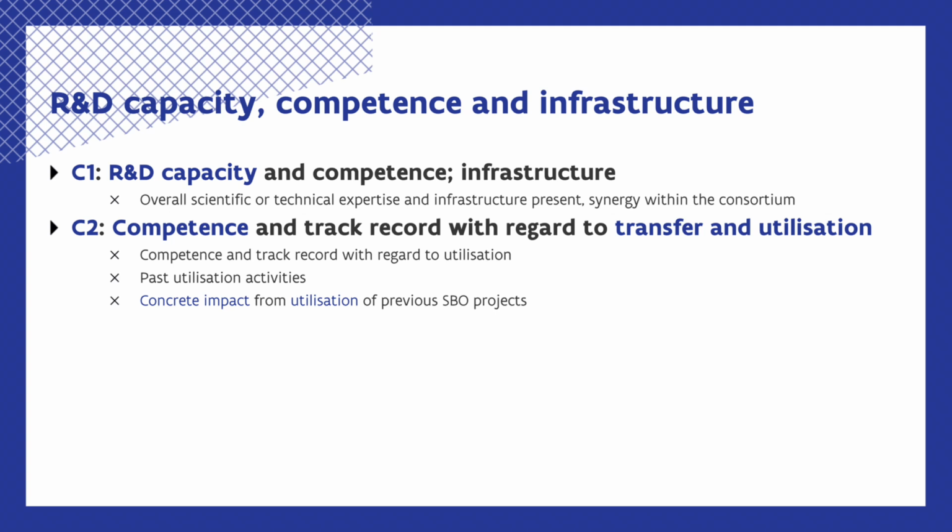The third and last aspect, on competence and infrastructure, consists of two equally weighted criteria. The first assesses whether all necessary expertise and infrastructure is available in the consortium. The second criterion addresses the track record of the consortium with respect to successful transfer and utilization of research results. In particular, concrete impact following from previous SBO projects as described by the applicants is considered.